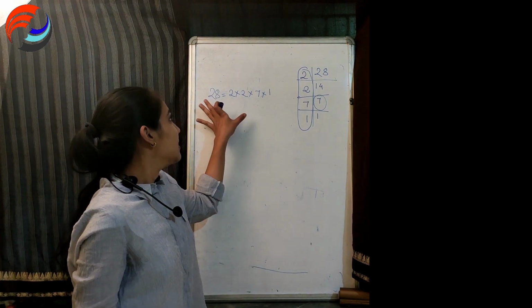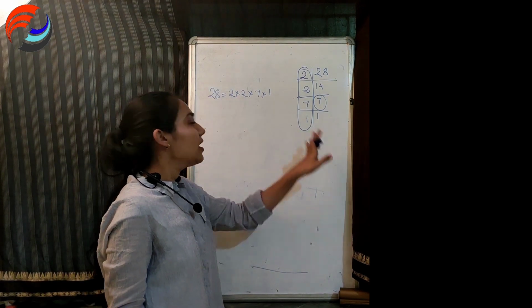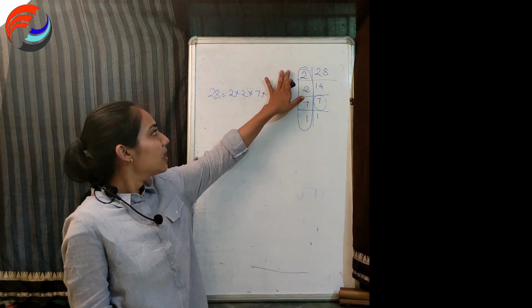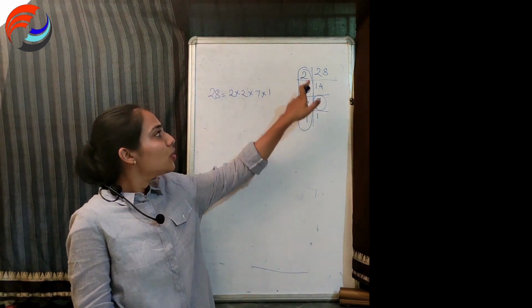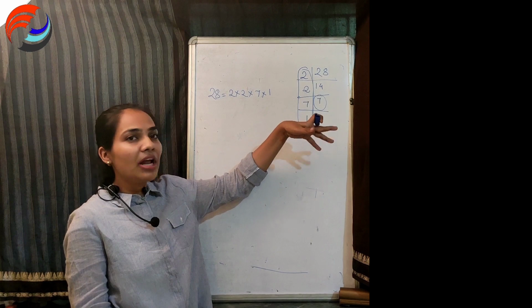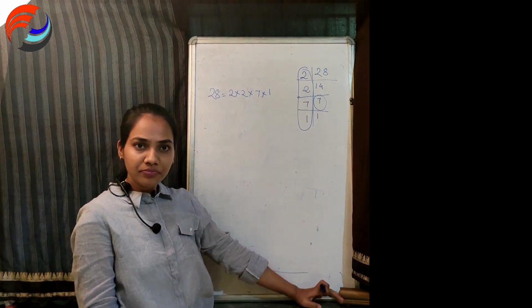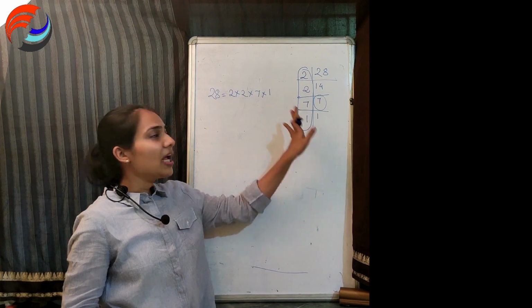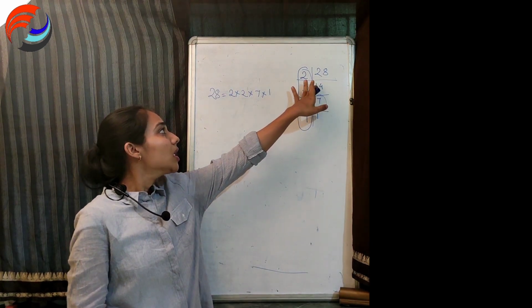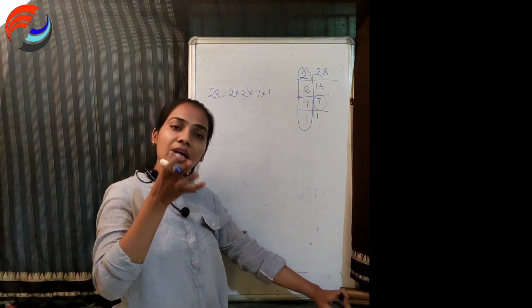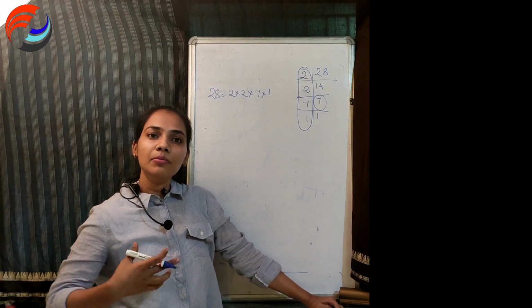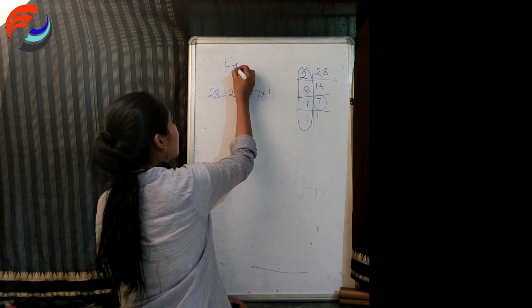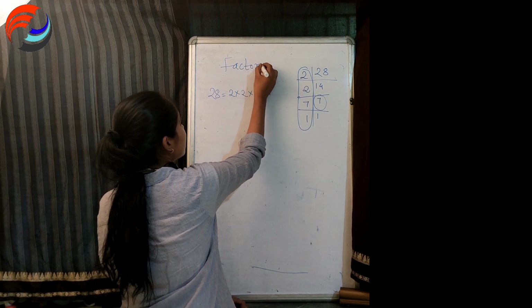So see, this way you have learned how to find the factors, and this is nothing but what? Prime factors, because 2 is prime, 7 is prime, and 1 we have taken because 1 is a factor of every number. So these are the prime factorization of a number, and every number can be written as a product of primes. Okay, so the topic is factorization.